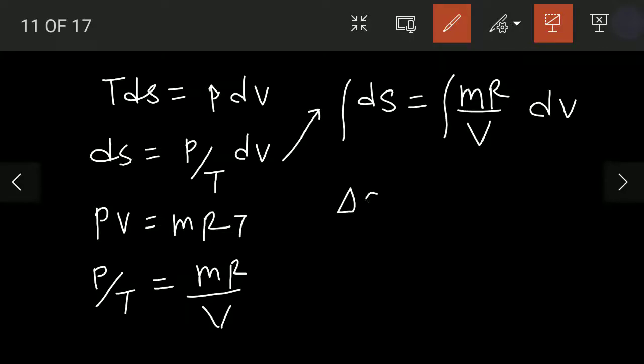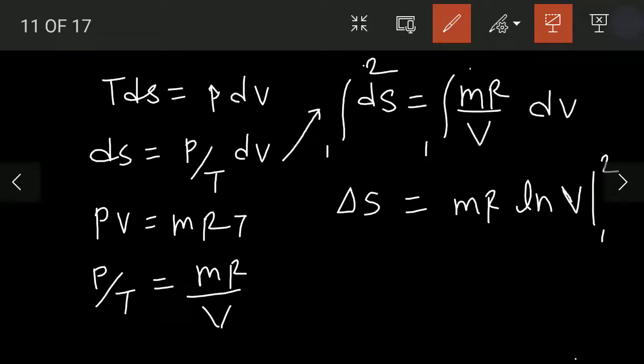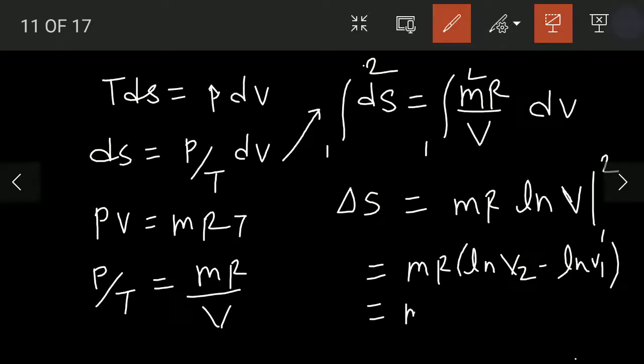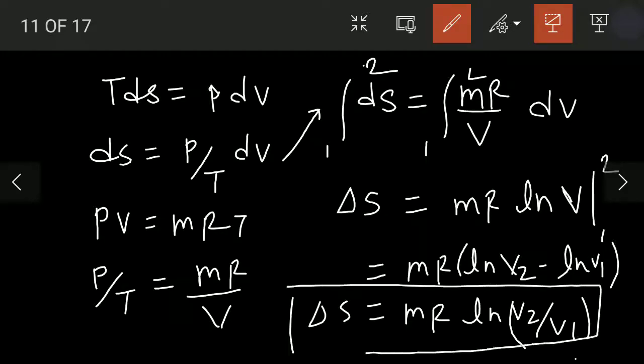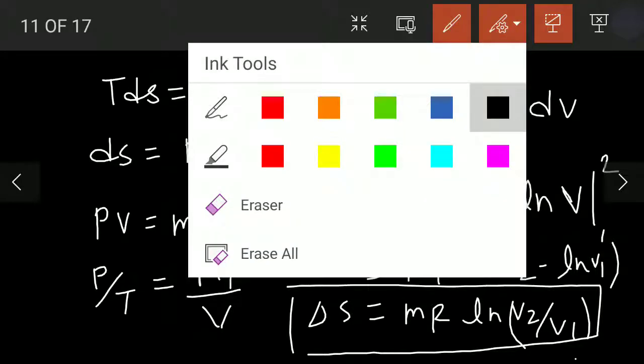So we are getting delta S is equal to mR ln V, with limits 1 to 2. So we are getting mR (ln V2 minus ln V1). This can be written as mR ln of V2 by V1. So this is one answer: mR ln V2 by V1.